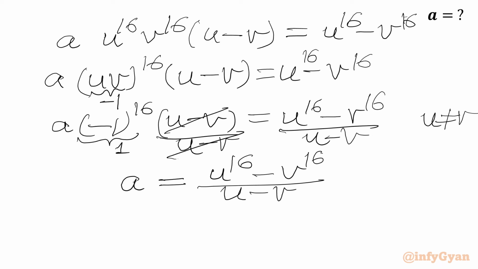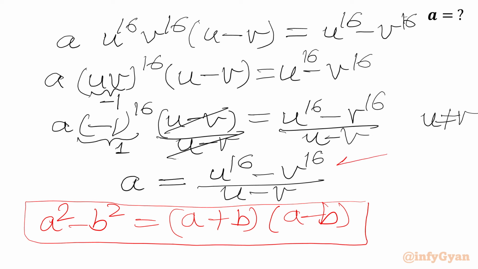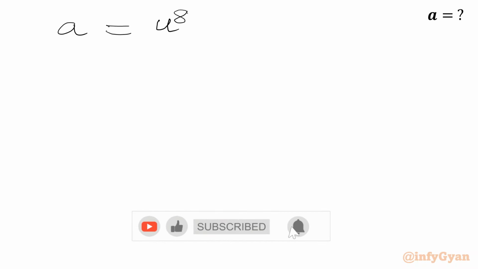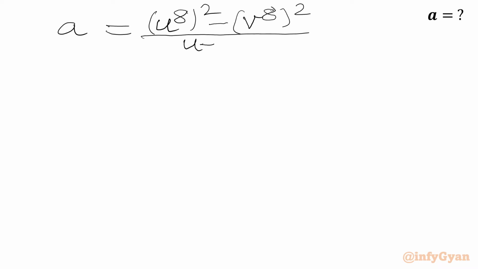Now we are going to use difference of two squares identity. Let me write here a square minus b square equal to a plus b times a minus b. Let us use this identity here in the numerator. So I can write numerator as, u power 16 is u power 8 whole square minus v power 8 whole square. Denominator is u minus v.